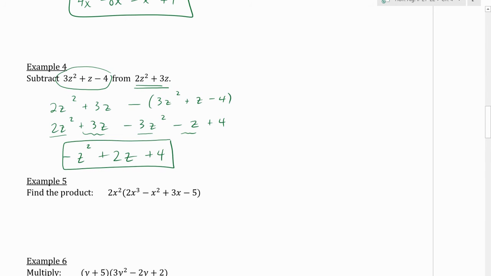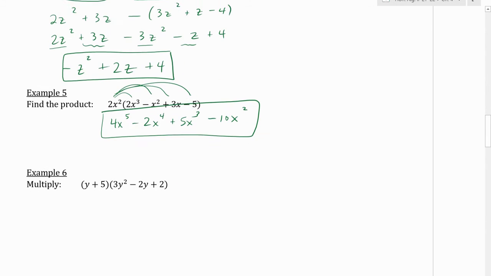Okay, all right. Finding the product, we're going to distribute 4x to the 5th. Minus, where's the 4 come from? Minus 2x to the 4th plus 5x cubed minus 10x squared, and none of those are like terms, so I am finished.